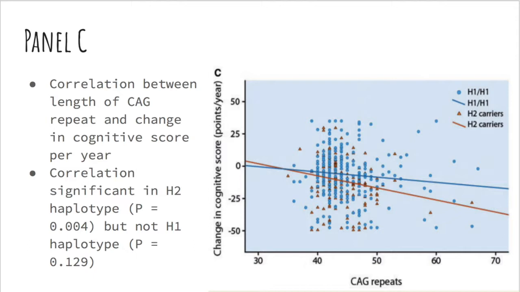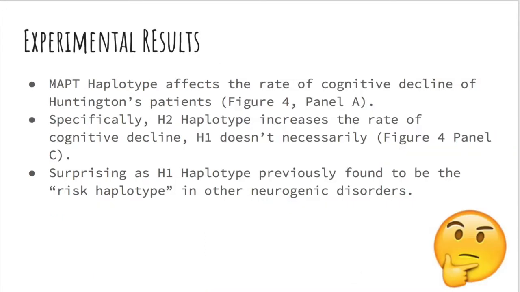And so, as we could infer from the first figure I focused in on, it was found that there was a significant correlation between these two variables for H2 carriers but not for H1 homozygotes. Overall, the information that we get from the experimentation that led to this figure is that the MAPT haplotype does indeed affect the rate of cognitive decline that individuals suffering from Huntington's will experience. Significantly, the H2 haplotype is the one we would consider as a risk factor, as this experiment found it to be statistically significant in influencing cognitive decline, while the H1 haplotype was not found to be statistically significant.